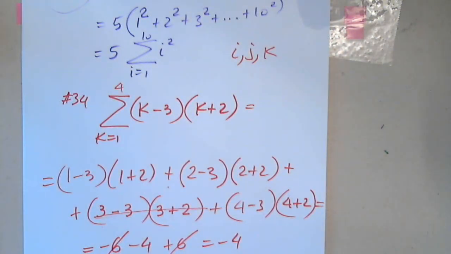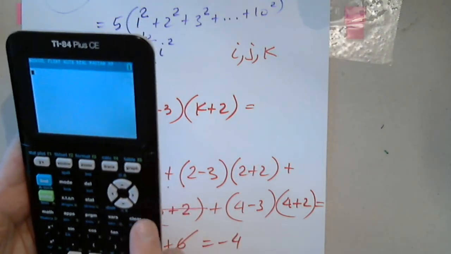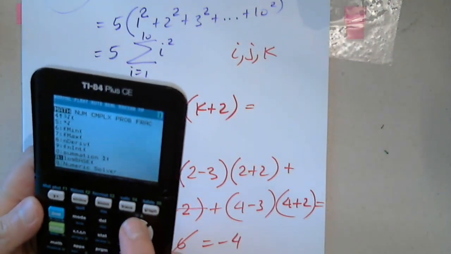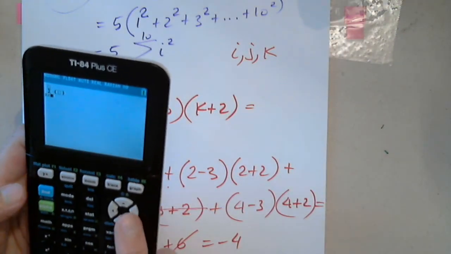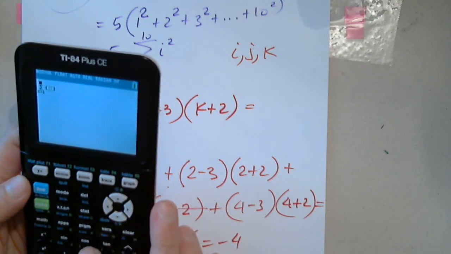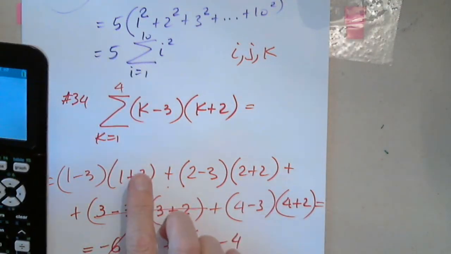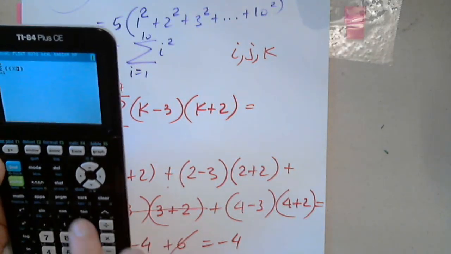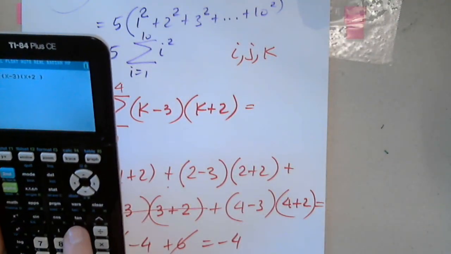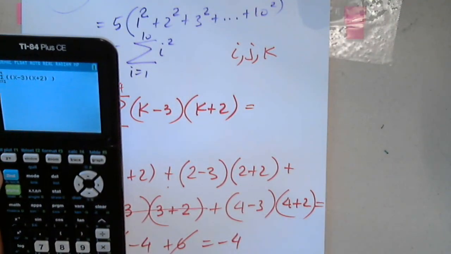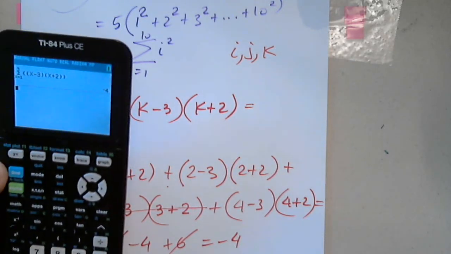Negative 4. Let's see how we do this with a calculator. Ready? Okay. So math, go up to summation notation. We have from k equals 1. I have to put from x equals 1, and it goes up to 4. Again, I'm going to put my own parentheses. So I have x minus 3, close parenthesis, and x plus 2, close parenthesis. Press enter, and we have to get negative 4. Negative 4.